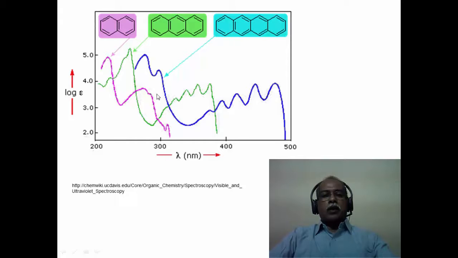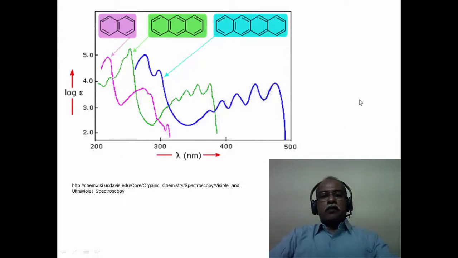In addition to that, you also have the higher energy bands, which are the allowed pi to pi star transition of this aromatic system. So the message here is that as you increase the conjugation and go to linearly fused longer acene systems, the wavelength gets shifted from the ultraviolet to near the visible region.